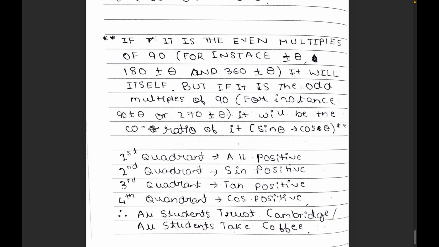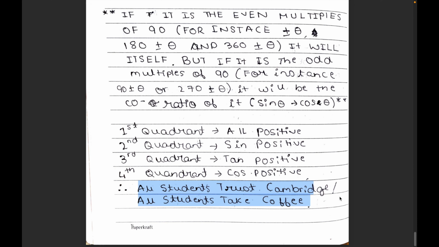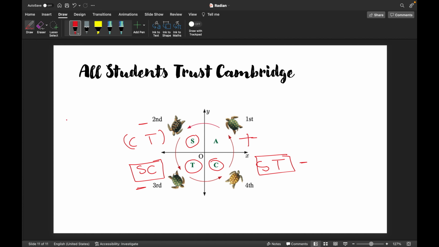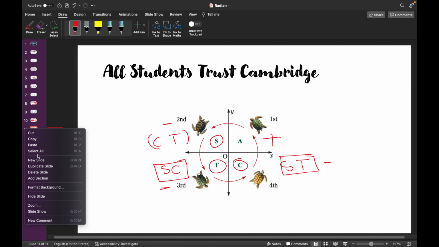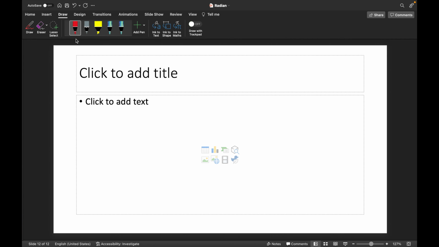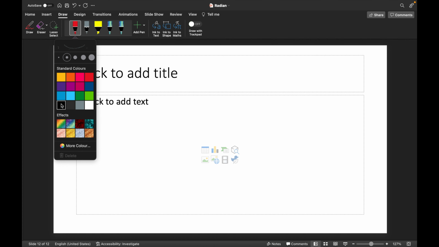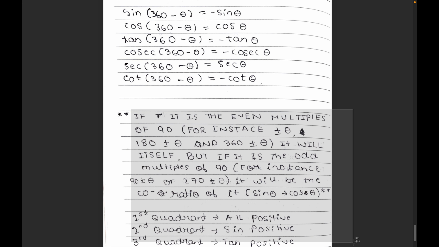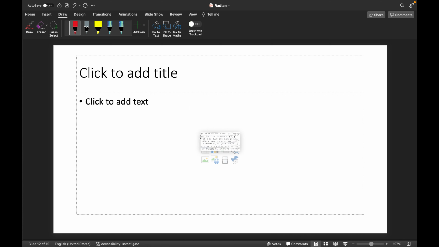And then in the first quadrant, all are positive. Second, it's going to be sine positive. Third is going to be tan positive. Fourth is going to be cos positive. So you can either use this or this. So all students trust Cambridge or all students take coffee. Okay, so now I will just show you a few examples on how to solve this. So let me take a screenshot of this and paste it here. This is extremely important.